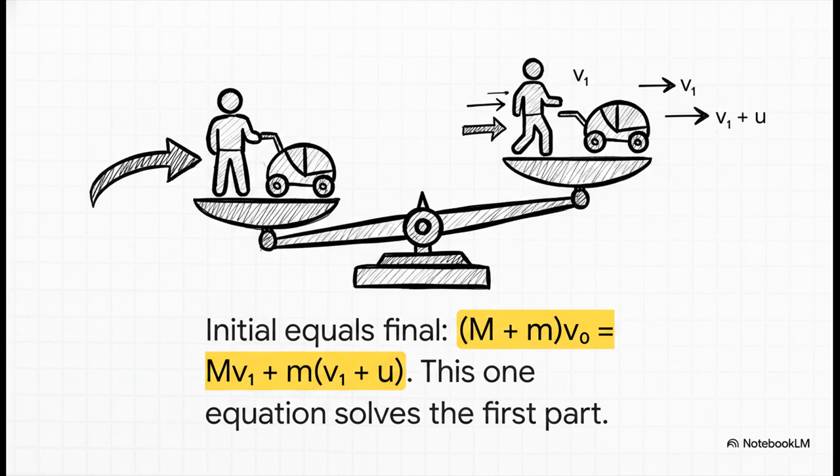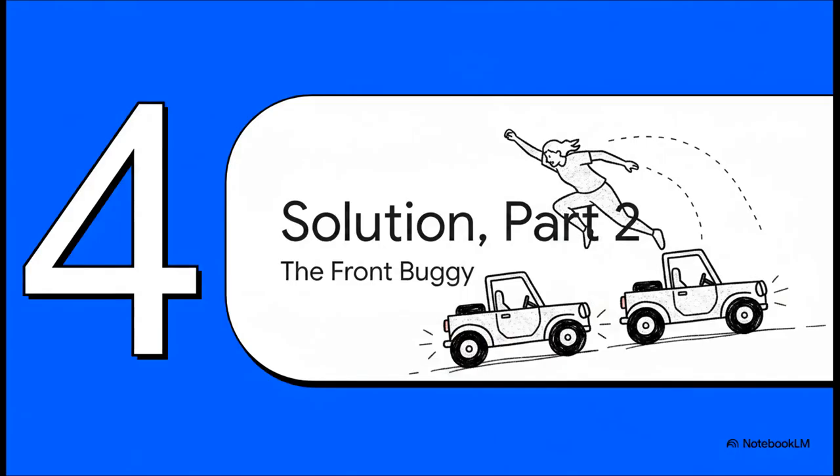So the initial momentum, that (m + m) times v₀, has to be equal to the total final momentum. That's the buggy's momentum, m times v₁, plus the man's momentum, which is m times that whole quantity, (v₁ + u). And boom, that equation right there is everything we need for the first half of this puzzle. All right, part 1 is done.